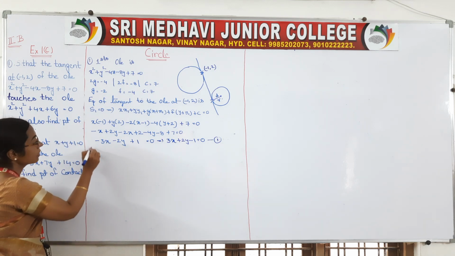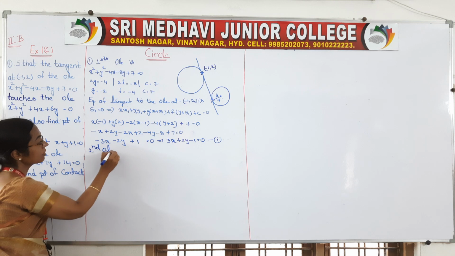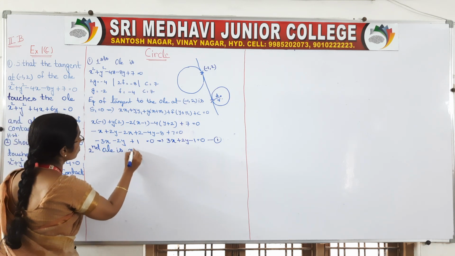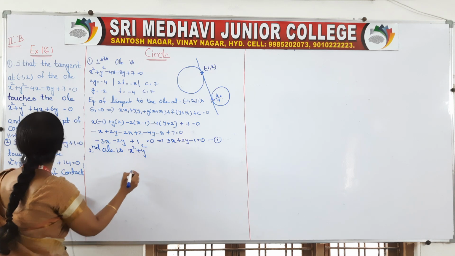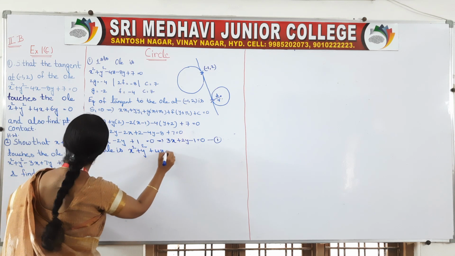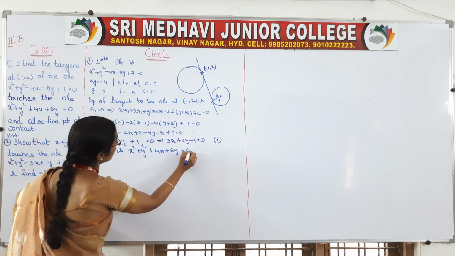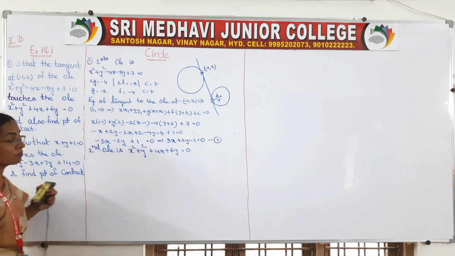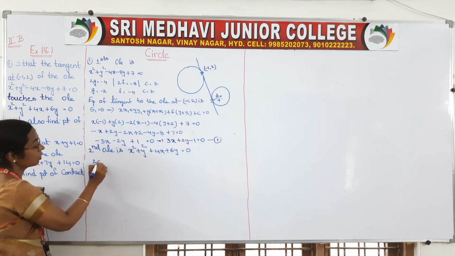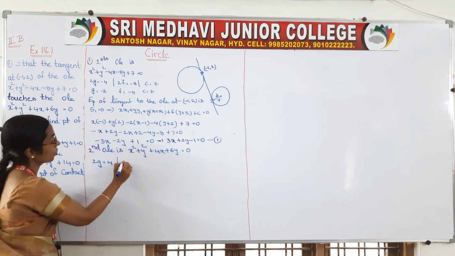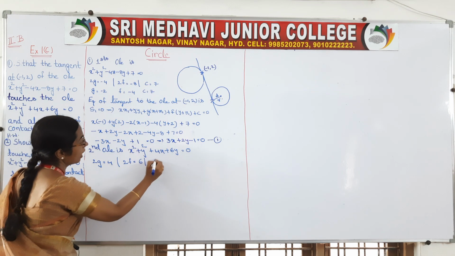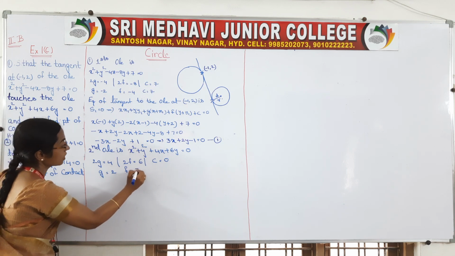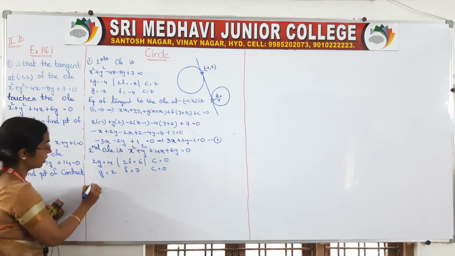So you take your second circle now. What is your second circle? It is x square plus y square plus 4x plus 6y is equal to 0. We need R value, D value. To get R, we need g, f, c. Compare with the general term. 2g is equal to 4, 2f is equal to 6, and c is equal to 0. G is equal to 2, f is equal to 3, c is equal to 0.